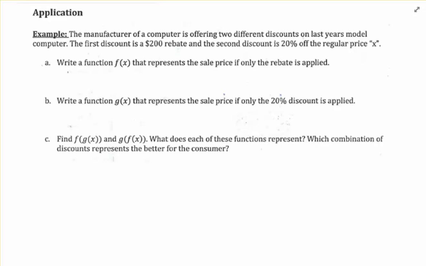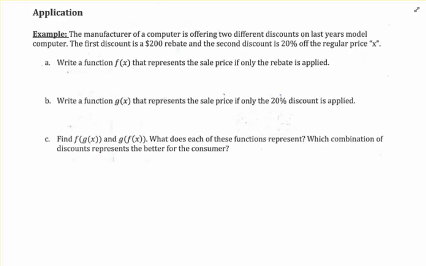So the problem states that the manufacturer of a computer is offering two different discounts on last year's model computer. The first discount is a $200 rebate, and the second discount is 20% off the regular price x. So for parts A and B, we're just going to come up with functions that represent each of these discounts respectively. And then for part C, we're going to start blending them, but we're going to blend the discounts via composition. And you're going to see that the order in which we apply the discounts actually does make a big difference for the consumer. So a pretty cool thing to see. So let's go ahead and get started.